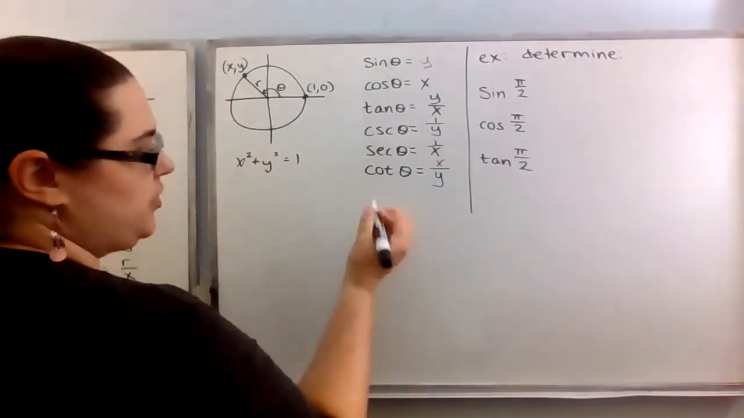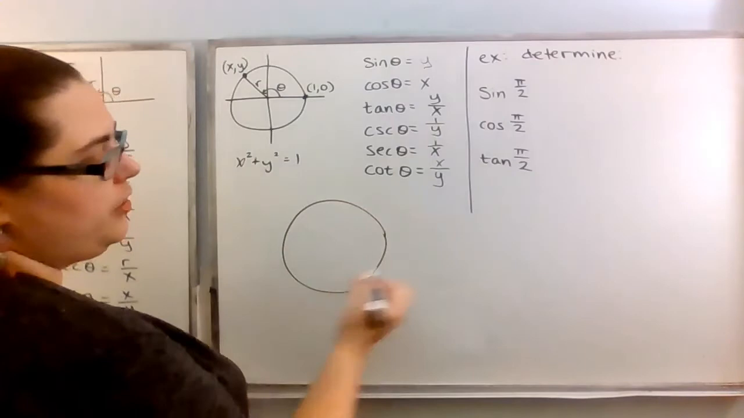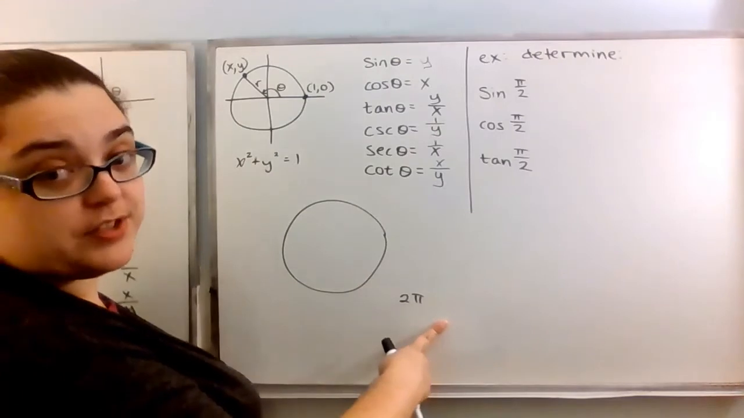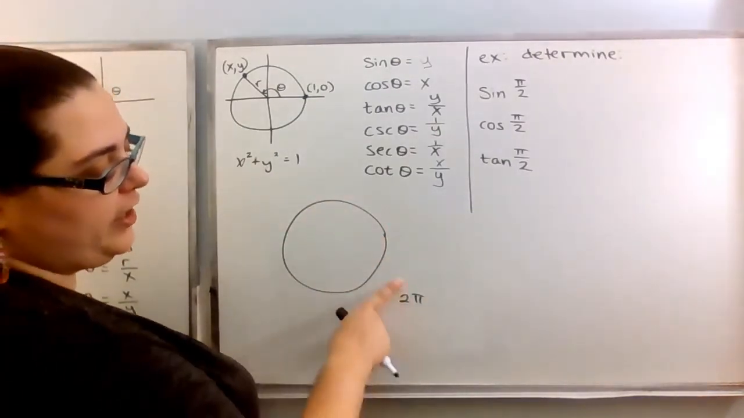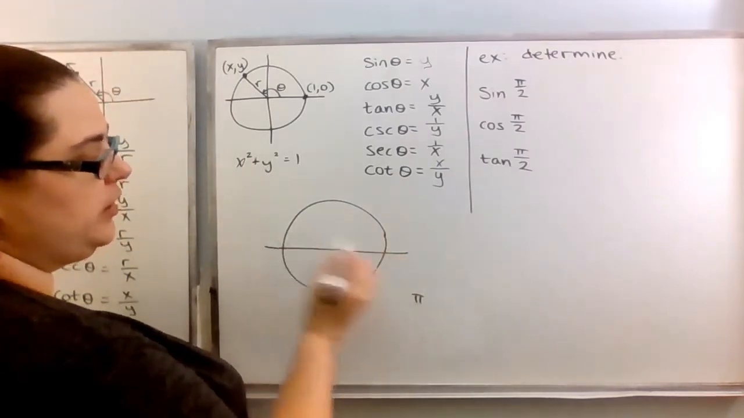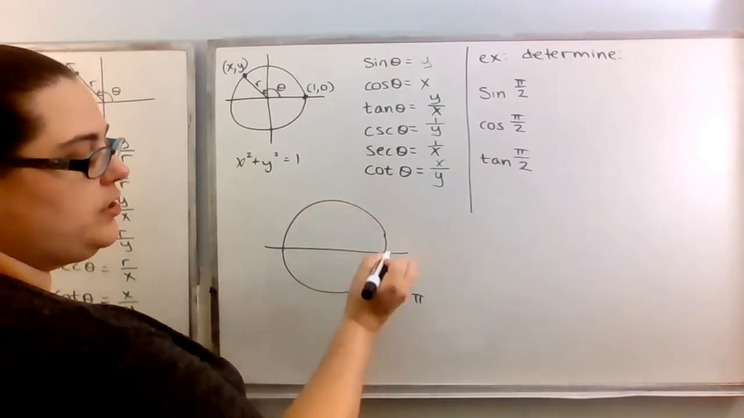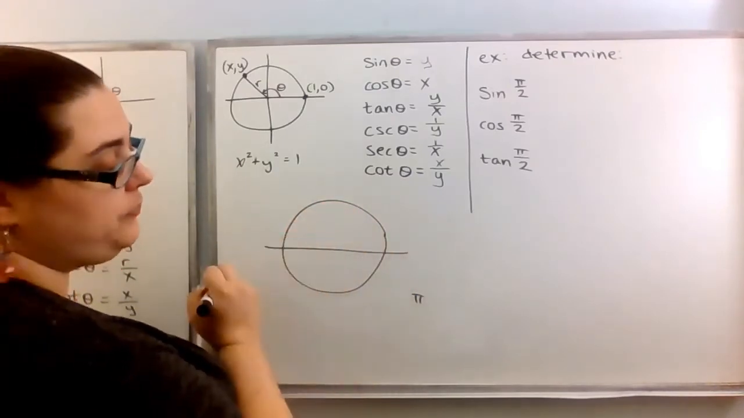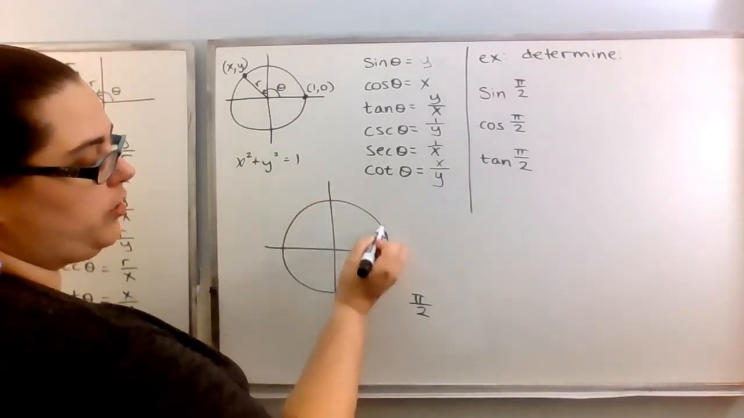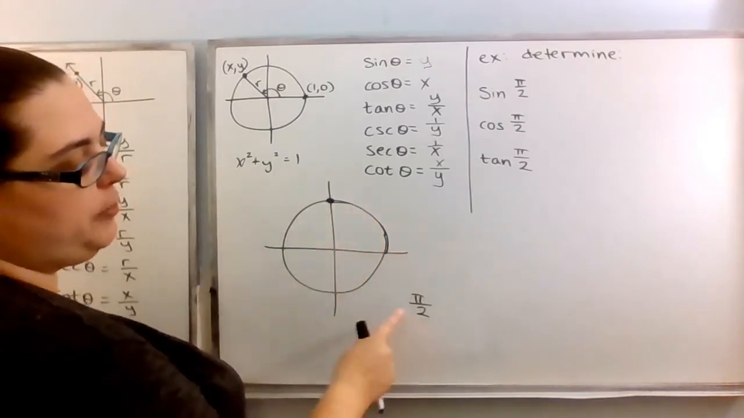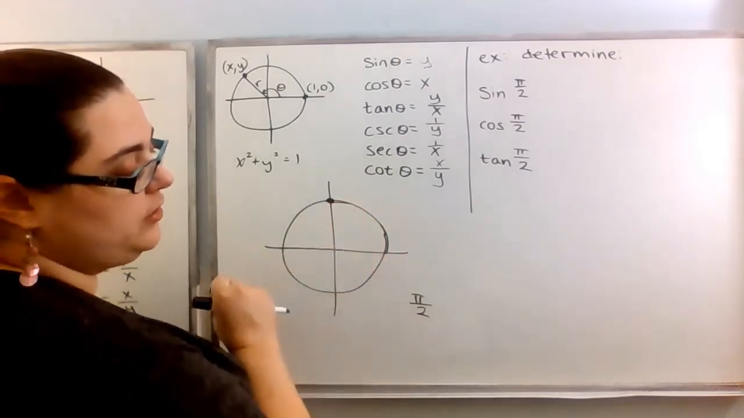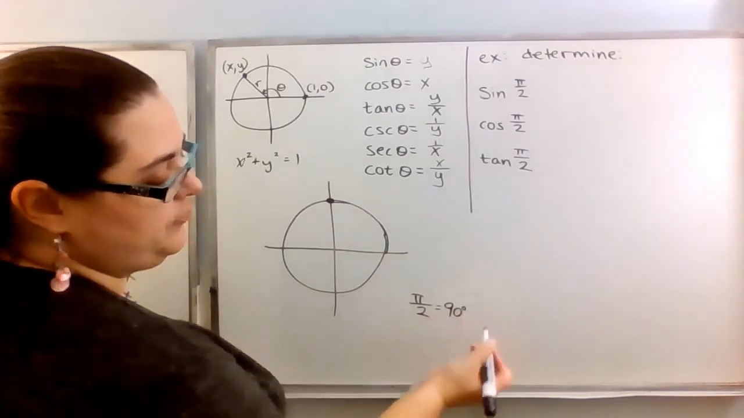So when I think about my circle, the whole circle is going to be 2 pi radians, right? Because that is the circumference of the circle. That's the whole arc length. If I cut that in half to get pi, now that's going to be half a circle. So 2 pi radians is all the way around. Pi radians is halfway around. And if I cut the half circle in half, then I'm going to get a quarter circle. So this is where our pi halves radians are going to land us. Pi halves is going to be a quarter of the circle, in other words, 90 degrees. That's what we're looking at here.